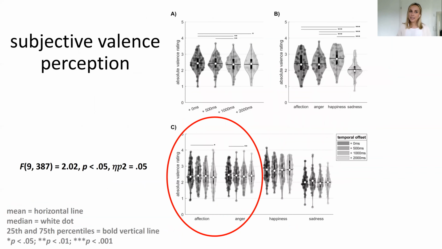So for subjective valence perception, we found something very similar. We found again that only affection and anger scenes were impacted, and we also found that with a maximum temporal offset of 2000 milliseconds, the scene was perceived to be less intense than the original scene.